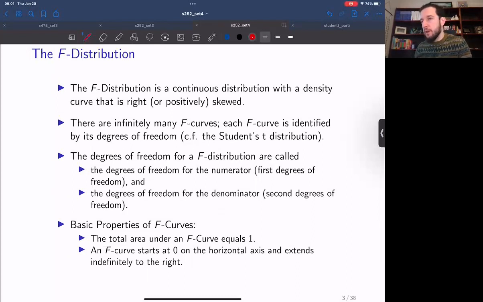The degrees of freedom control the shape of the F curve. And there are infinitely many F curves, basically just saying that your degrees of freedom can range from 1 to infinity in both slots.